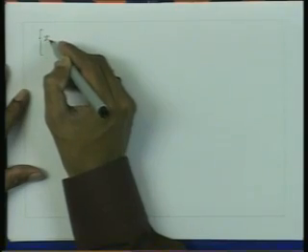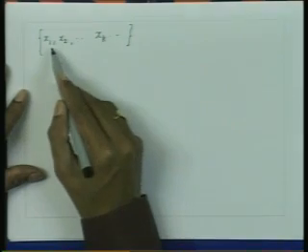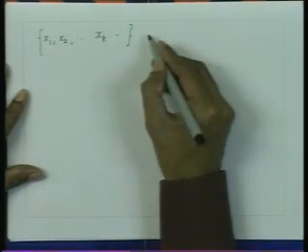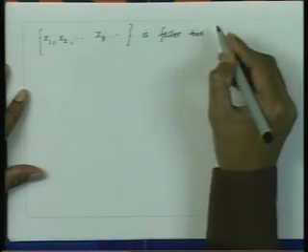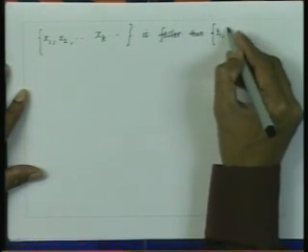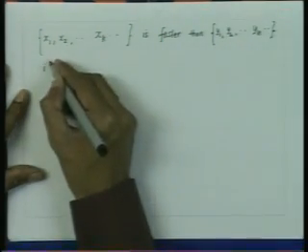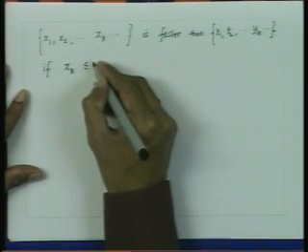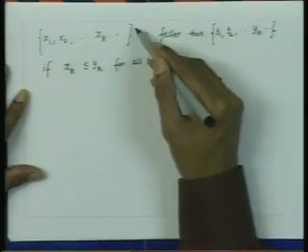So now what is the fastest sequence of cells? A sequence of cells is denoted by x1, x2, and so on up to xk, where x1, x2, xk denote the arrival times. We say that this is faster than another sequence y, which has arrival times y1, y2, and so on up to yk, if xk is less than or equal to yk for all k.